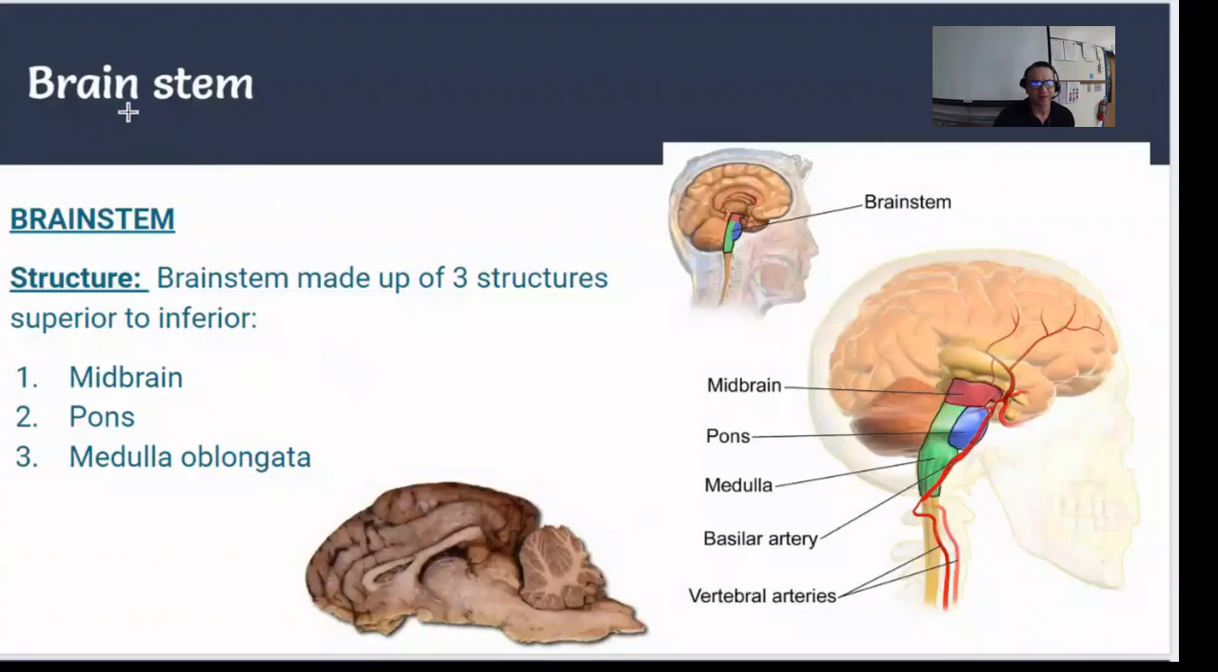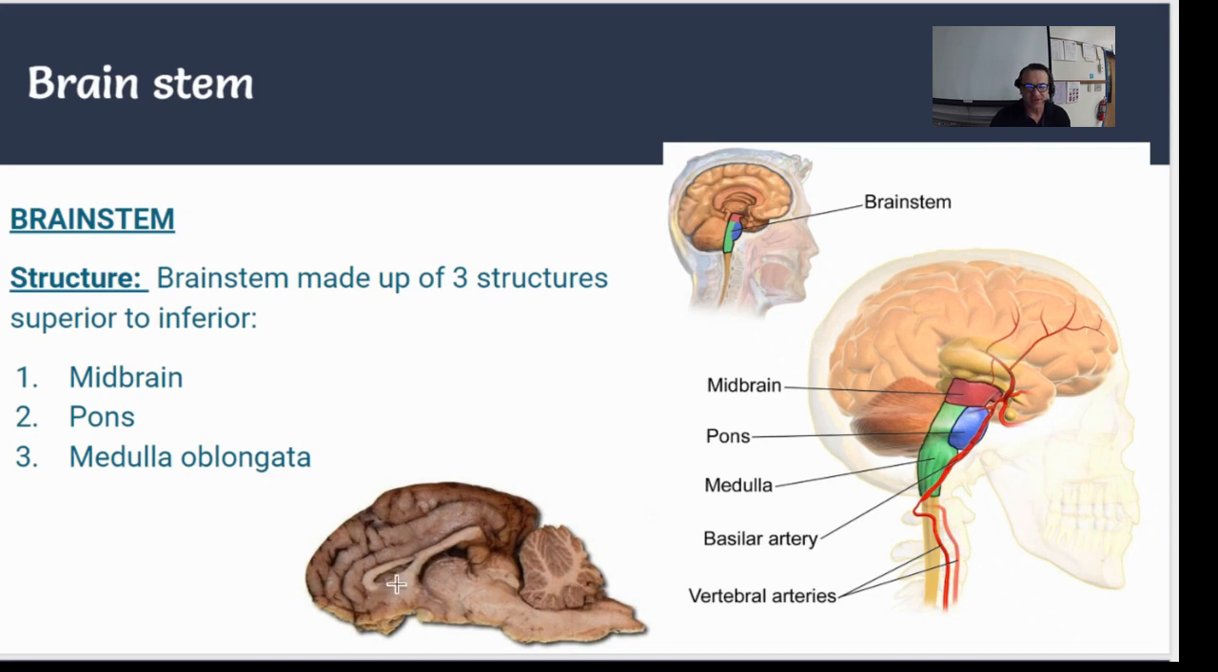And now we're going to move on into the brain stem. The brain stem is made up of 3 structures, from superior to inferior, or from top to bottom. It's made up of the midbrain, the pons, and the most inferior, or the most on the bottom, is the medulla oblongata. All right, so here once again is the sheep brain. Well, here's the human brain, so you can see midbrain right there, pons, and then medulla on the bottom.